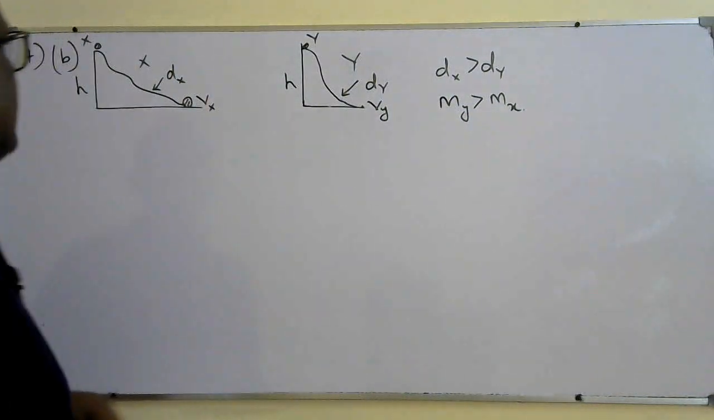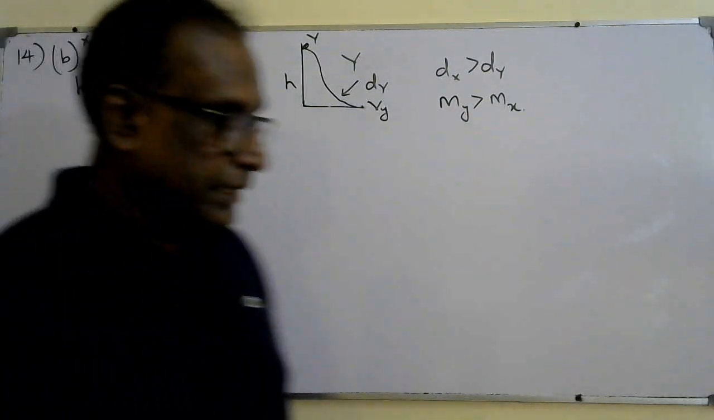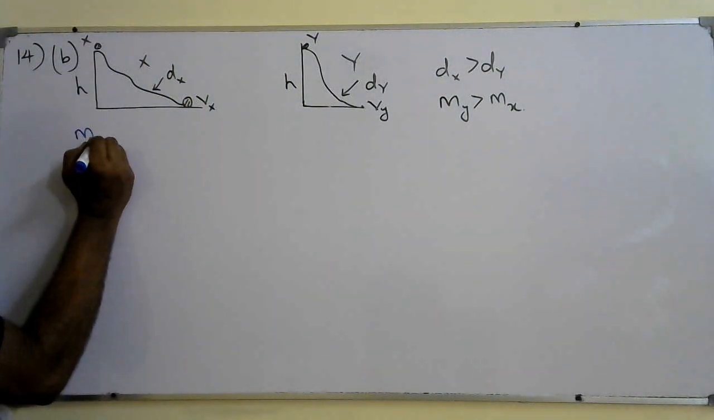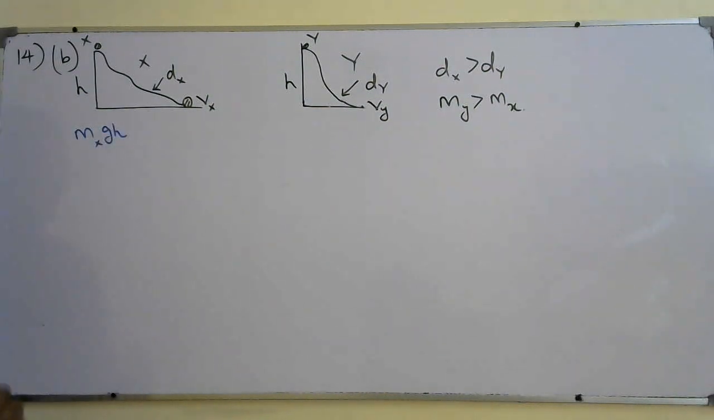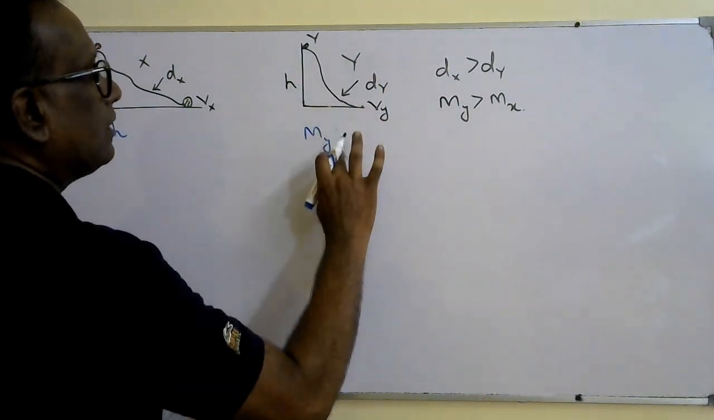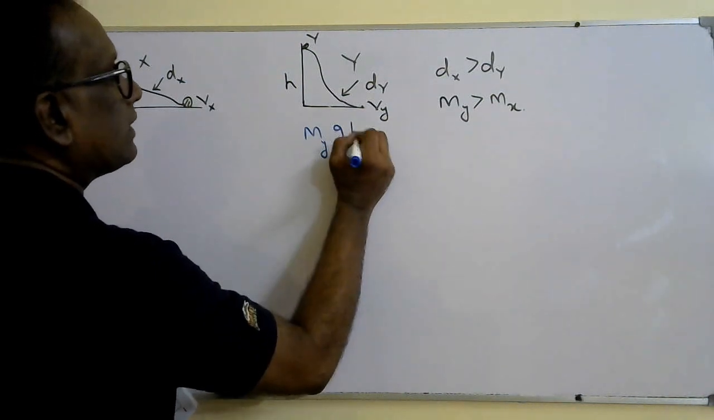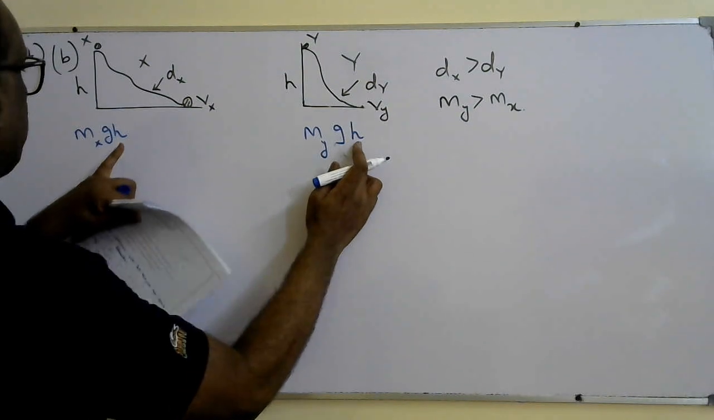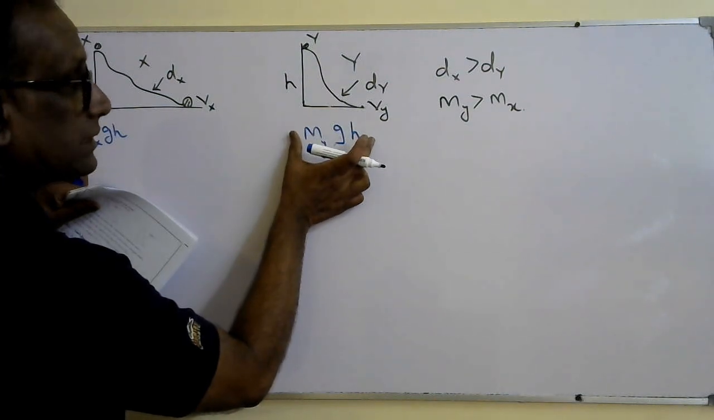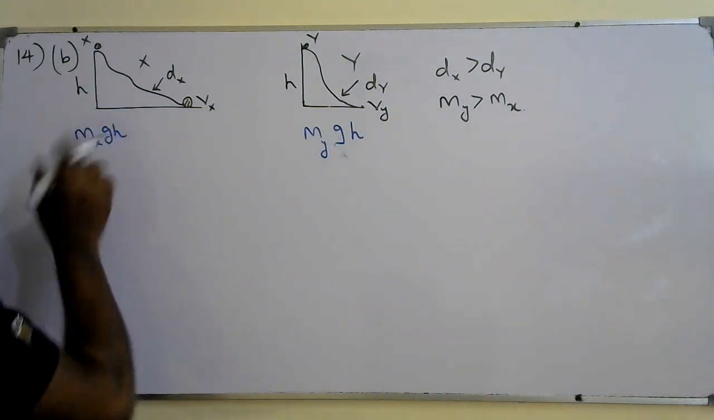So when the child X moves from X to Y, the top to bottom, the loss in GP for that child is mx gh. That is the loss in GP. For this child, it is my gh. Okay, so both have the same height. Mass y greater than mass x means loss in GP is greater here. Loss in GP is greater here for the child in y than the child in x.